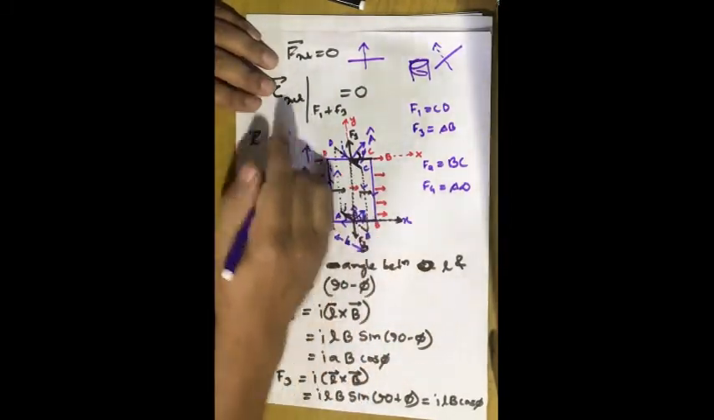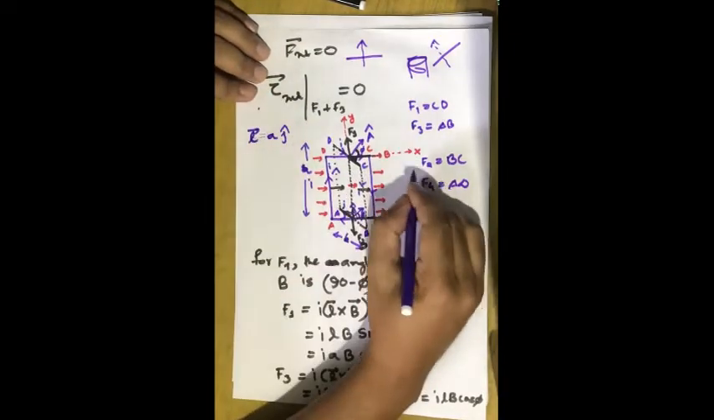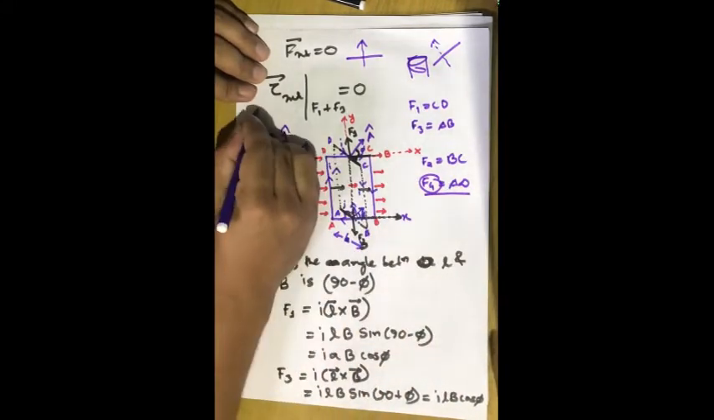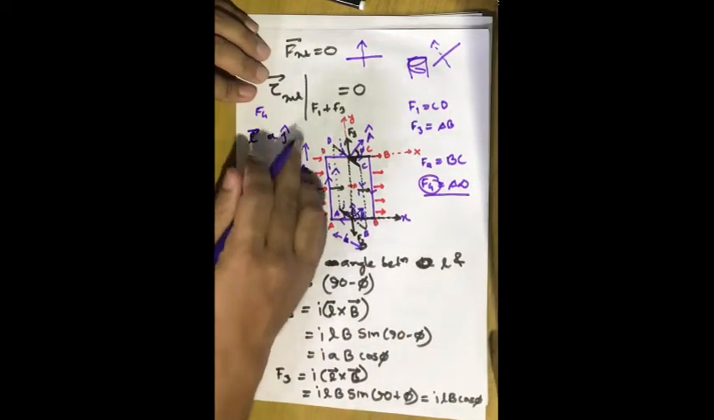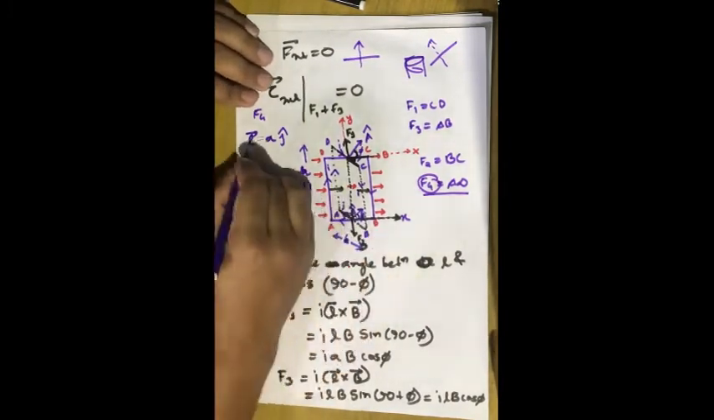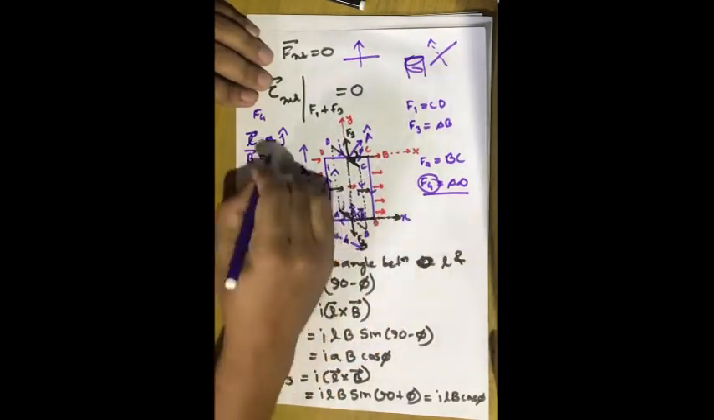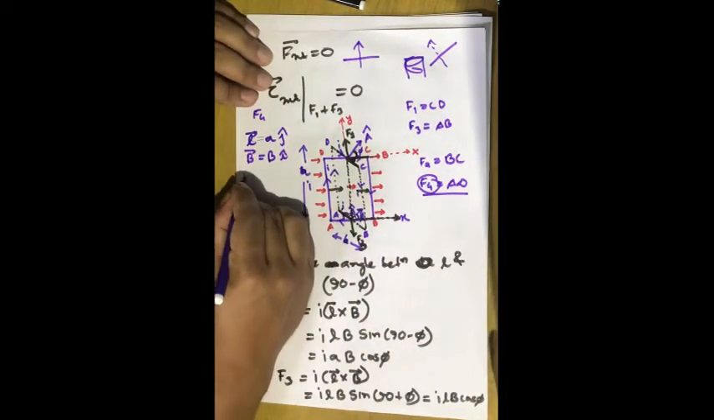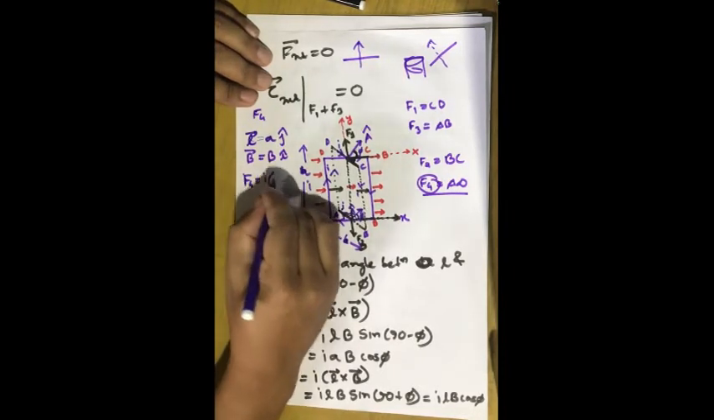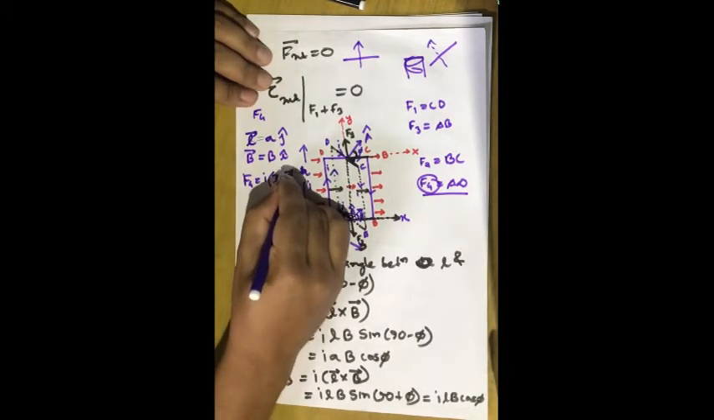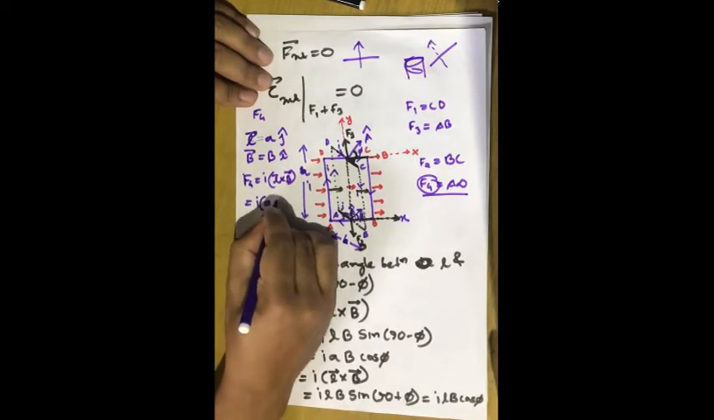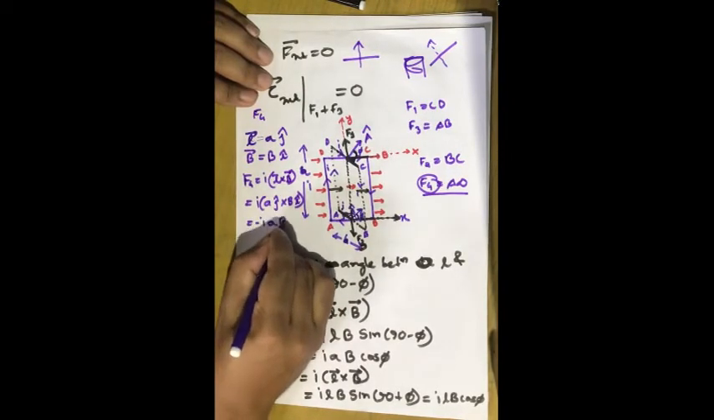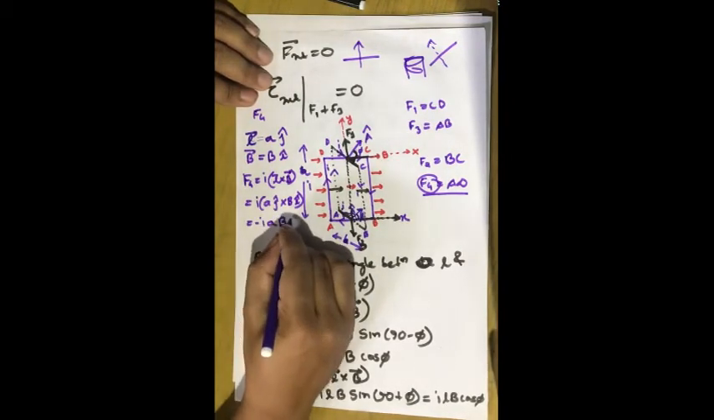Okay, and for the arm AD, what is the force on AD? The force on AD is F4. So for force F4, we know L is equal to A times J cap. Okay, and magnetic field B is in the direction of I cap. So I into F4 will be equal to I into L cross B. So this value will be equal to I A J cross B into I cap. So this will be equal to minus I A B K cap.